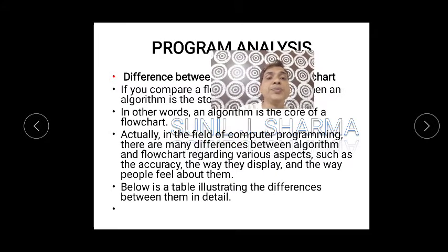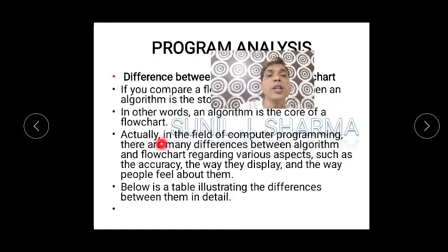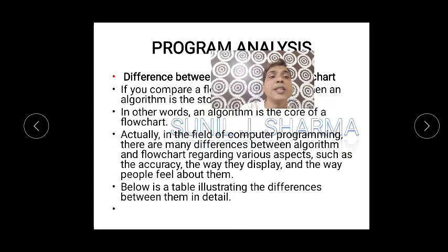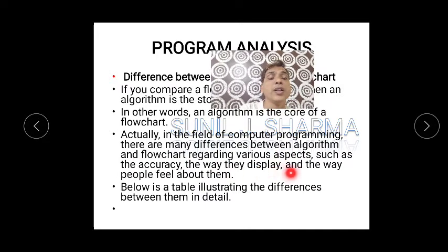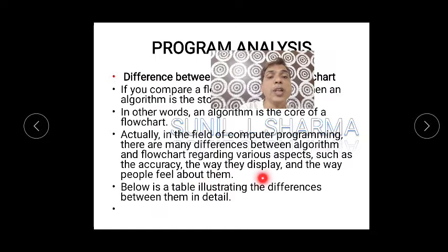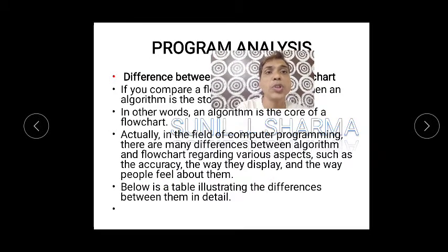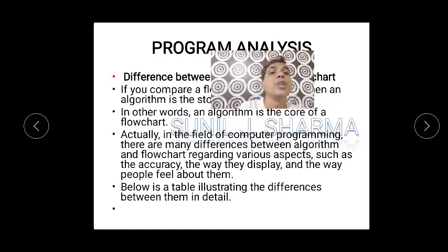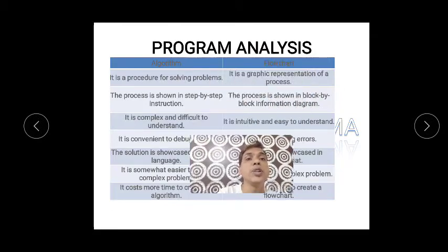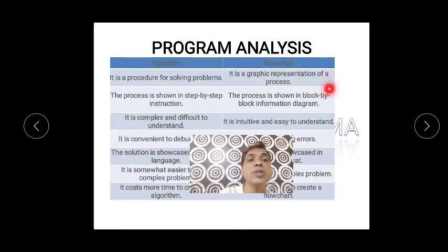Actually, in the field of computer programming, there are many differences between the algorithm and the flowchart regarding various aspects such as the accuracy, the way they display, the way people feel about them. Below is a table I prepared showing the differences between algorithm and flowchart. An algorithm is a procedure for solving the problem. A flowchart is a graphical representation of a process. In an algorithm the process is shown as step by step instructions. In a flowchart the process is shown in block by block information, like diagrams.